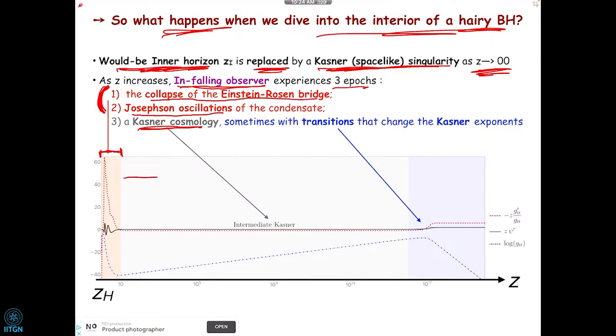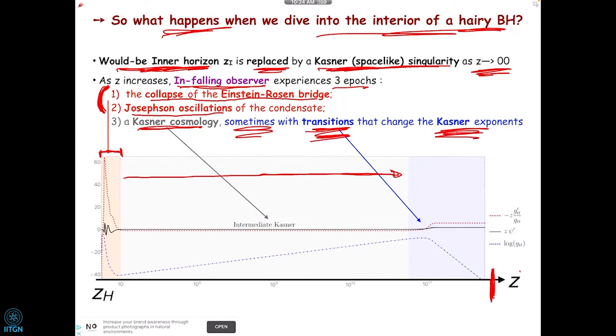Then the Kasner cosmology phase is a very long phase as we are trying to approach the would-be winner horizon that would be somewhere here. Now, sometimes we have a single Kasner cosmology phase, but other times we have transitions to new Kasner cosmologies. And this is what is happening here. Okay? And here I'm plotting the behavior of, for example, the time-time component of the metric.